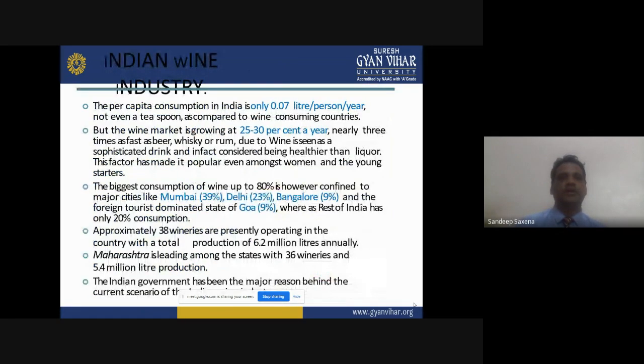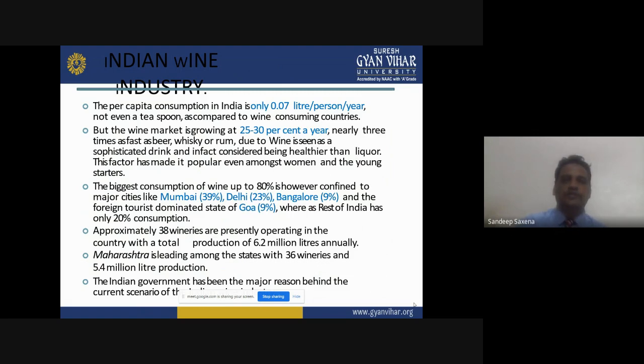In the Indian wine industry, the per capita consumption in India is only 0.07 liter per year, not even a teaspoon as compared to wine consuming countries. But the wine market is growing at 25 to 30% a year, nearly three times as fast as beer, whiskey or rum, because wine is seen as a sophisticated drink and is considered healthier than liquor. This has made it popular even amongst women and young starters. The biggest consumption of wine, up to 80%, is confined to major cities like Mumbai 39%, Delhi 23%, Bangalore 9%, and the foreign tourist dominated state of Goa 9%, whereas the rest of India has only 20% consumption.